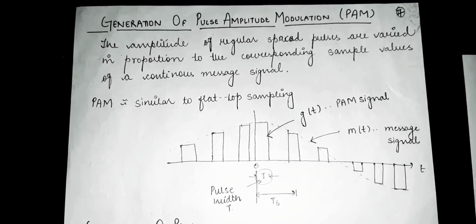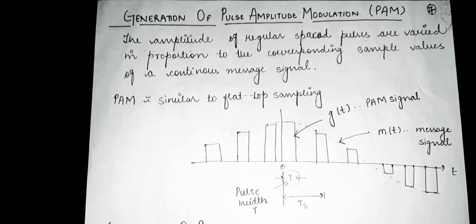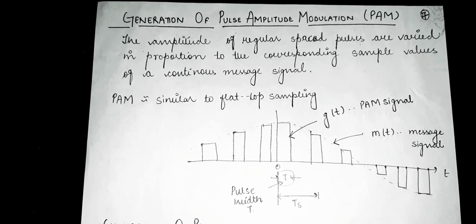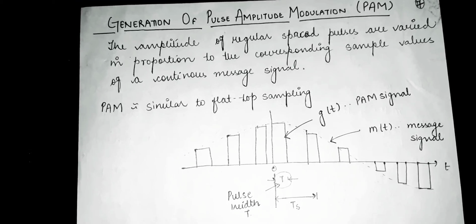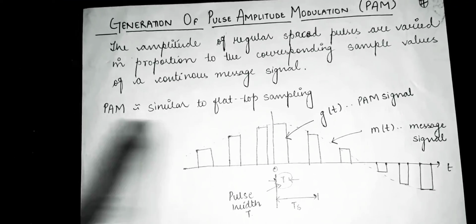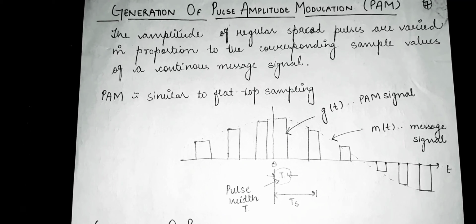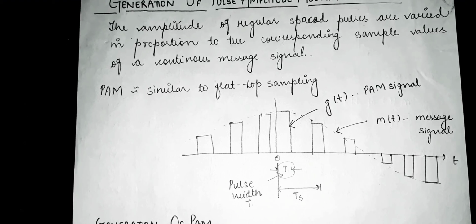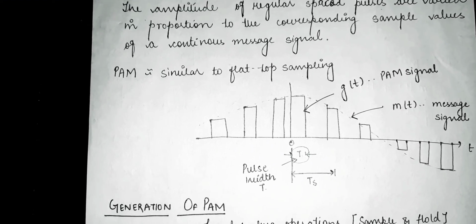In today's lecture, we'll discuss the generation of the PAM signal. PAM is pulse amplitude modulation. In pulse amplitude modulation, the amplitude of the rectangular spaced pulses is varied in proportion to the corresponding sample values of a continuous message signal. Basically, pulse amplitude modulation uses a process that is similar to flat top sampling.